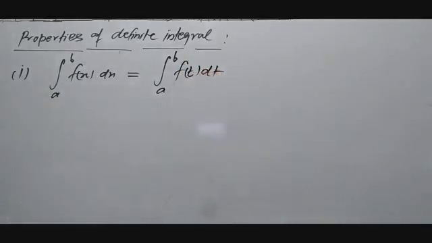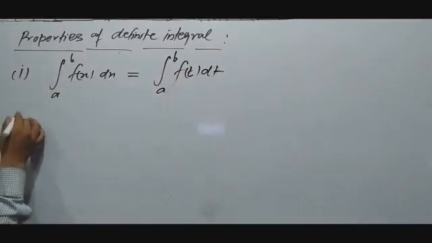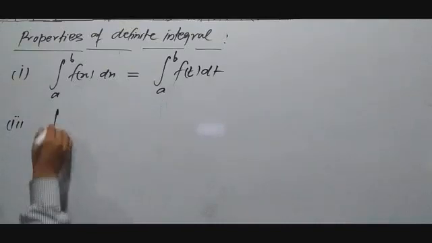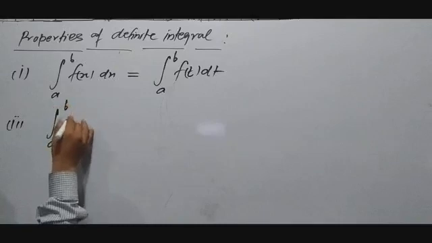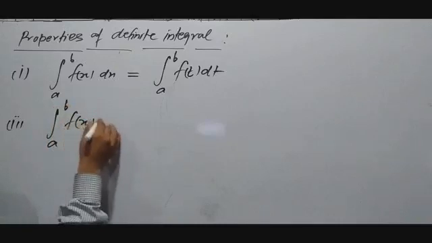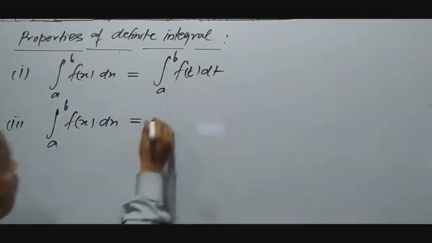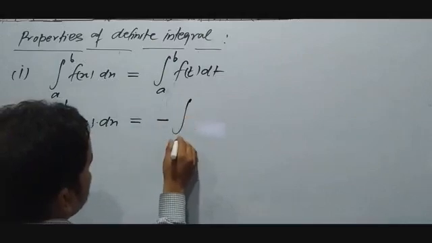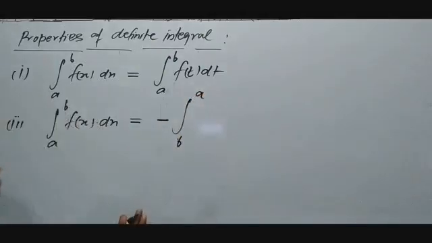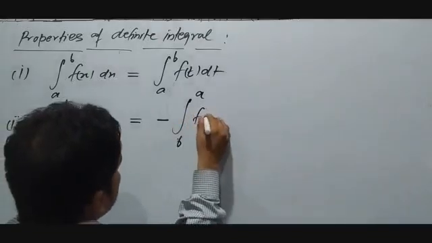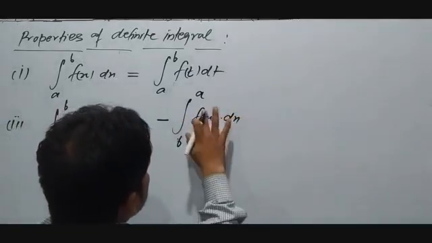Now see the second property: the integral of f(x) dx from a to b. What will be its result according to the properties? It is the integral from b to a of f(x) dx with a negative sign.